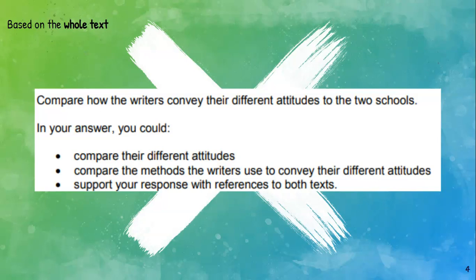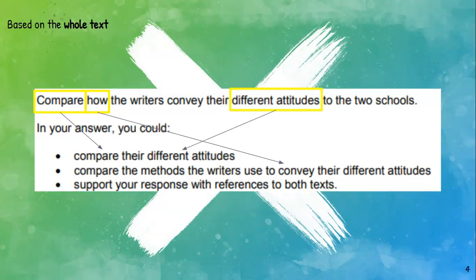So what we've been asked to do here is compare how the writers convey their different attitudes to the two schools. Let's be fair, this question is asking you to do basically everything. We're being asked, first of all, to compare the attitudes, comparing what one writer thinks to what the other writer thinks. But we're not just being asked to compare the attitudes or the perspectives. We're also being asked how they show those perspectives, so how they use language to show what they think.